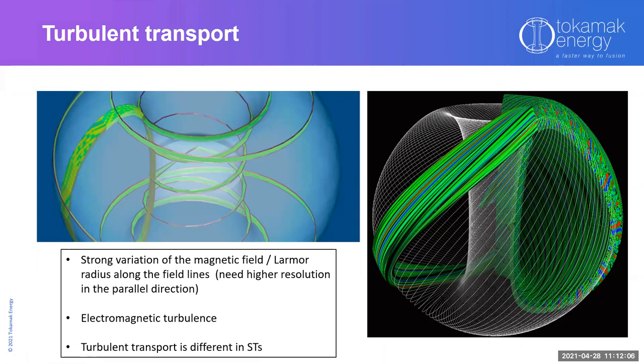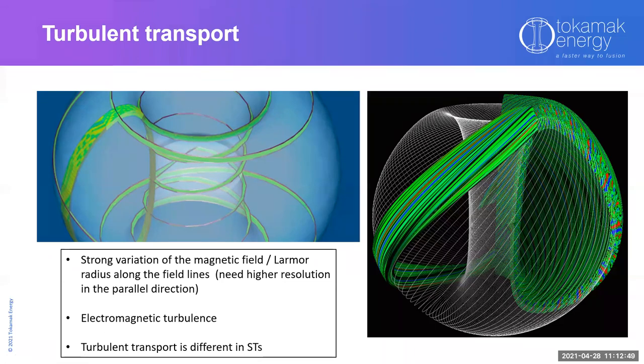is large. So things are evolving, vortices have a structure in the perpendicular direction, whereas in the parallel direction, things should be pretty uniform. However, because of the strong change in the magnetic field in the toroidal direction, this assumption is challenged within a spherical tokamak. So you should expect that even turbulent transport will look a bit different in spherical tokamaks than in conventional tokamaks.